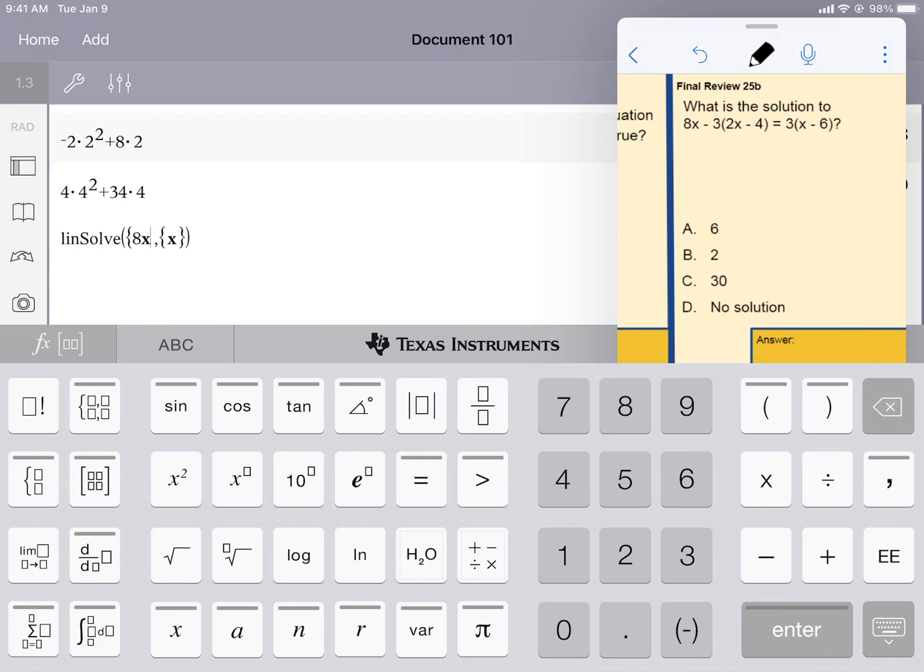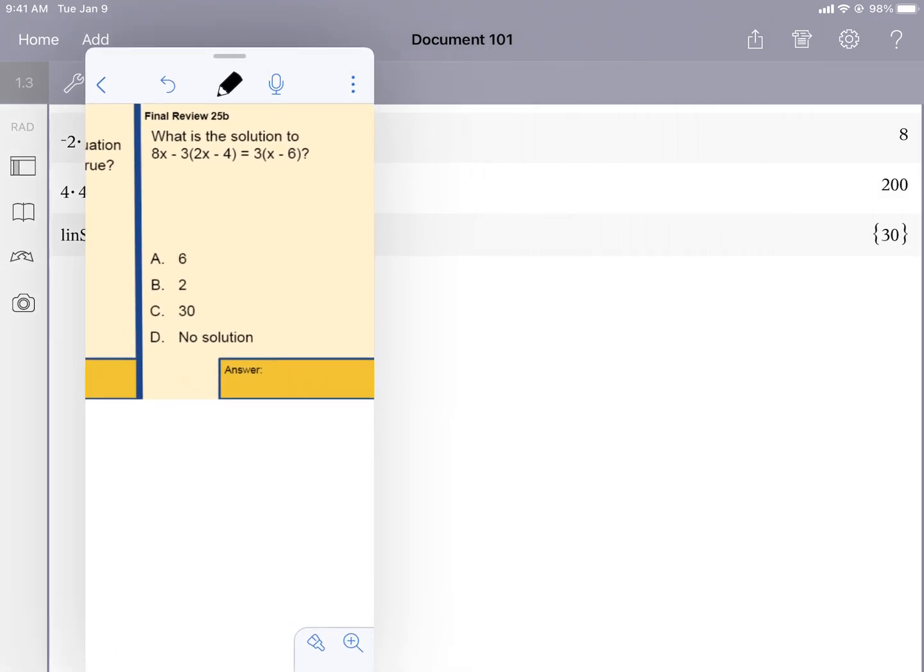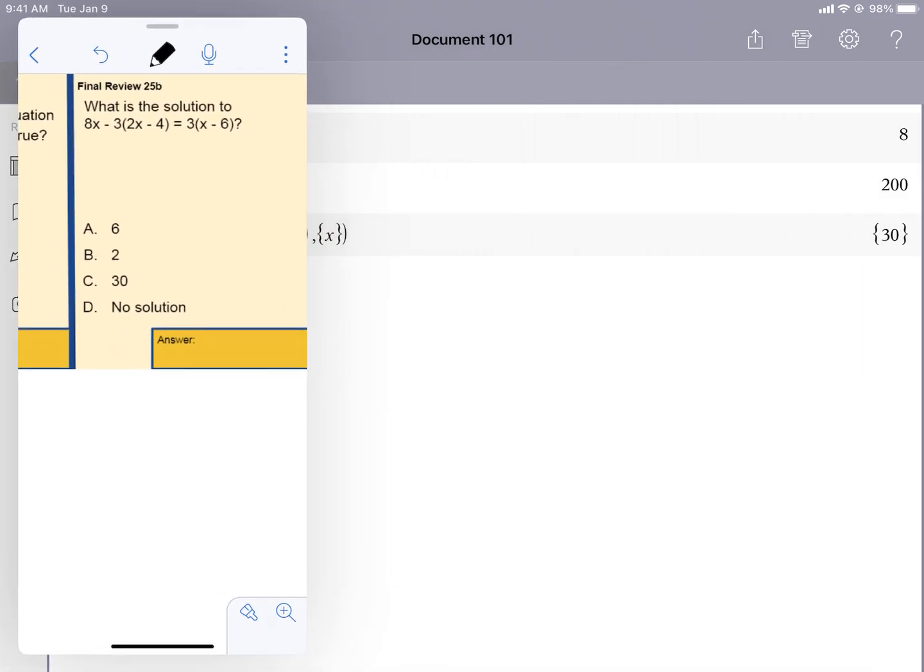So we have 8x minus 3 times 2x minus 4 is equal to 3 times x minus 6. Okay, so again, I'm going to double check to make sure I typed in everything correctly. So I have 8x minus 3 times 2x minus 4, which is equal to 3 times x minus 6. Okay, I have everything typed in correctly. I hit enter, and then I move my notes to the other side, and it tells me my answer is 30, which means it's answer choice C.